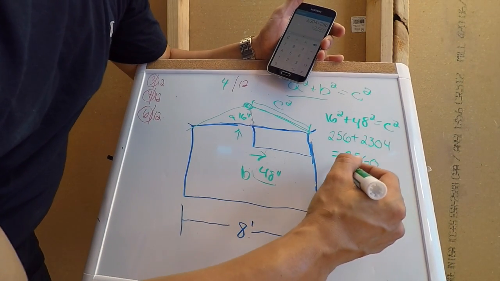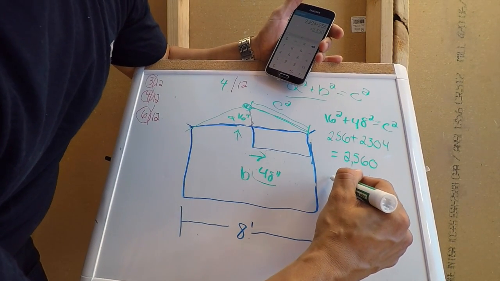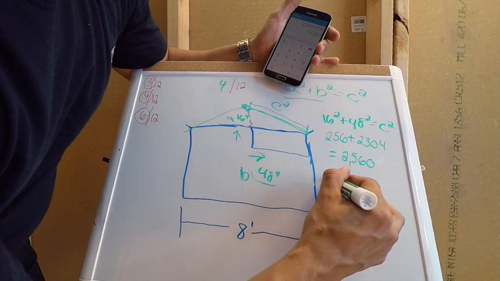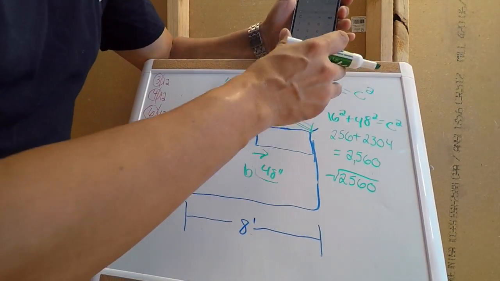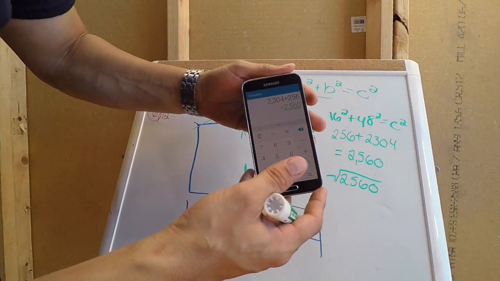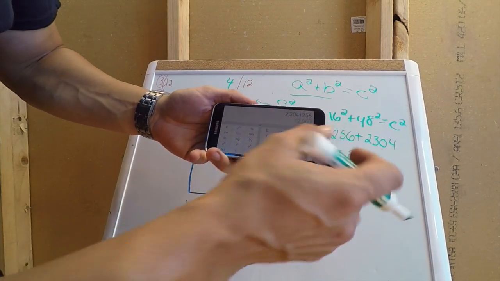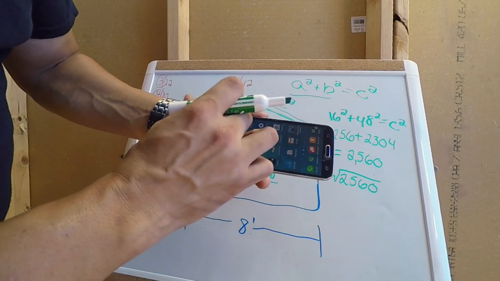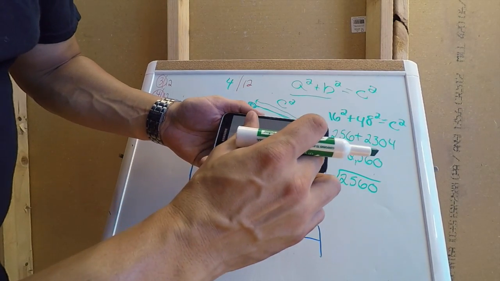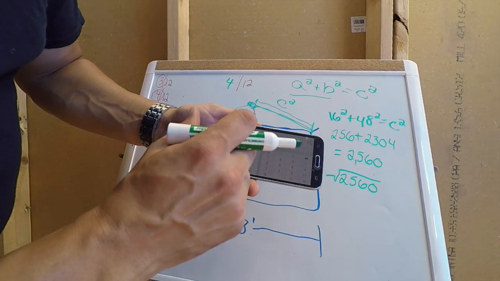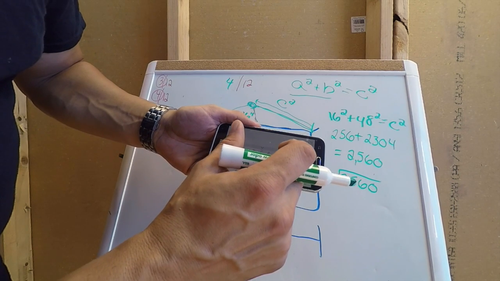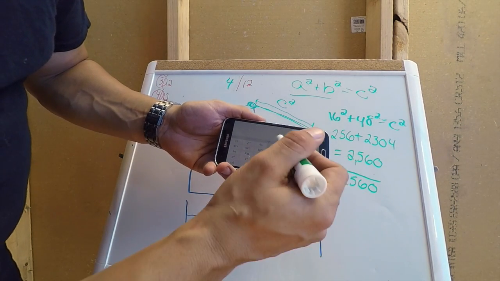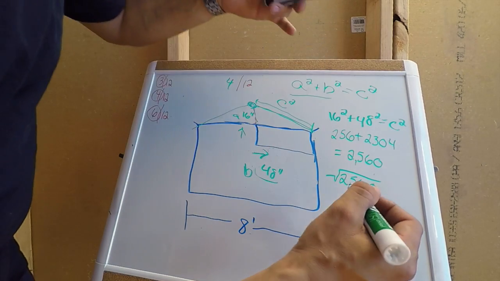2,560. Now you need to find the square root of 2,560. And all you have to do, if you have a smartphone, is flip this sideways, and all of a sudden your square root comes up on your cell phone. So, square root of 2,560 equals 50.59.